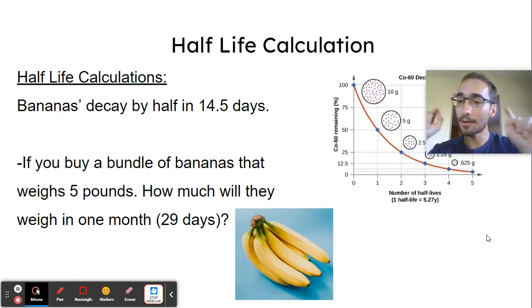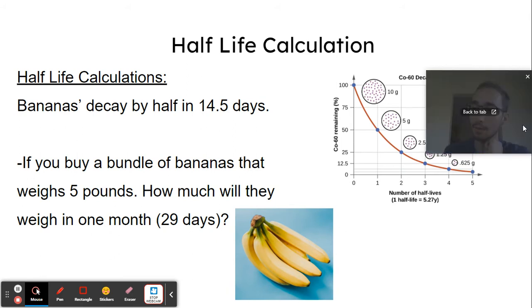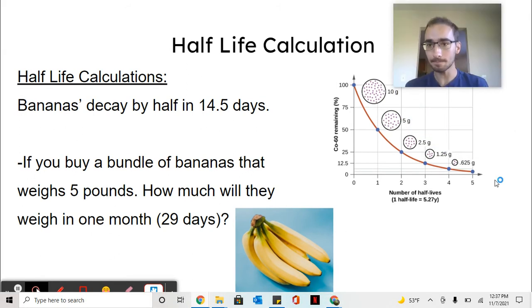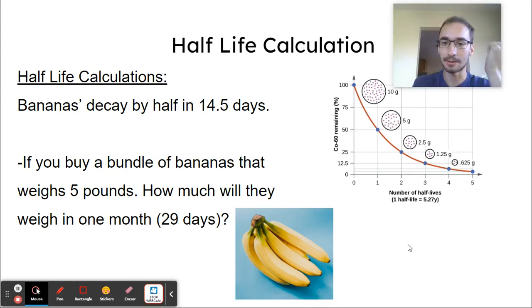Next, based on that, if bananas decay by half in 14.5 days, if you buy a bundle of bananas that weighs 5 pounds, how much will they weigh in 1 month? Okay, try and figure it out. Hint, how many half-lives will be in 29 days? Use that to try and figure out how much the bananas will weigh. And hopefully you notice that when the bananas go bad, they turn brown and really shrivel up. So they may look something like this.